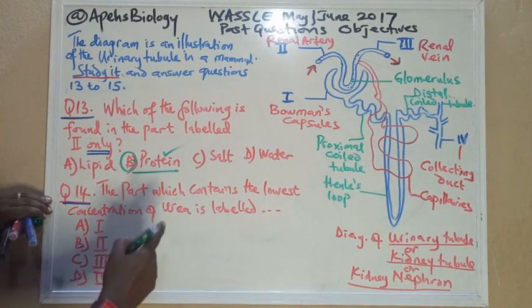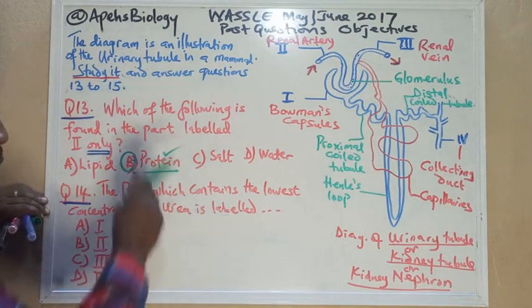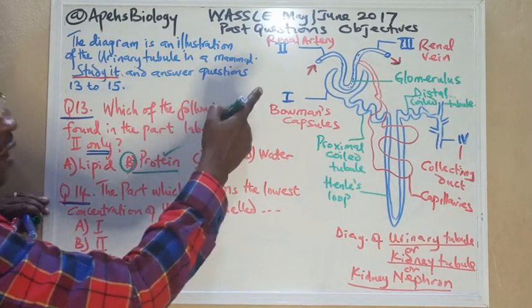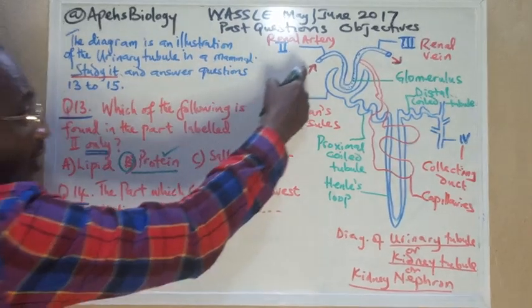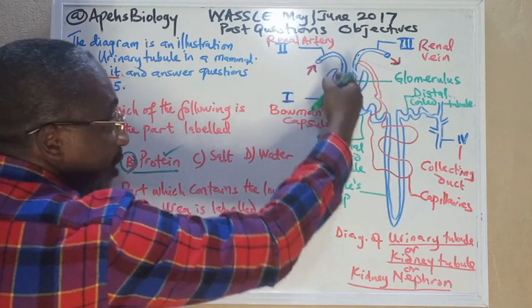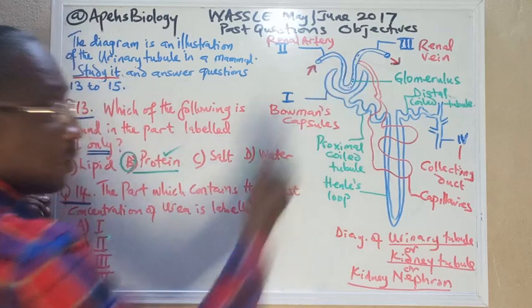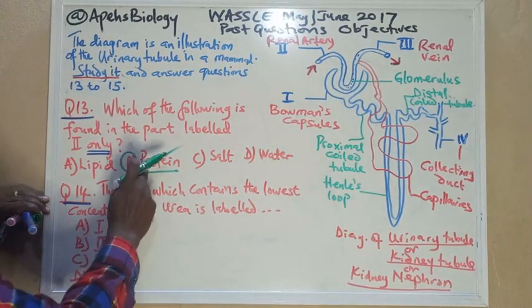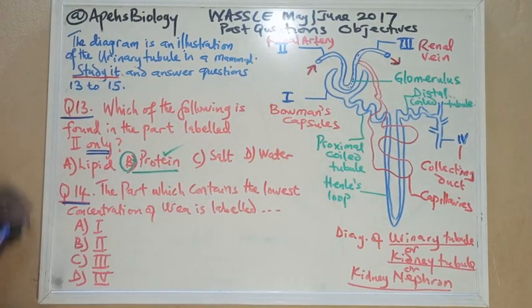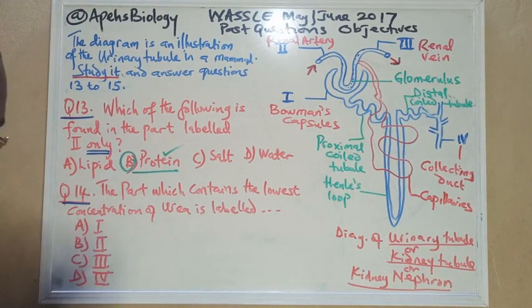Remember that if the examiner wants to test you again, apart from protein, you can also find only red blood cells there. They can be the only ones found inside the renal artery, because red blood cells also cannot pass through the glomerulus into the Bowman's capsule. So if they don't use protein, they can use red blood cell. Understood? That's why that's the answer.